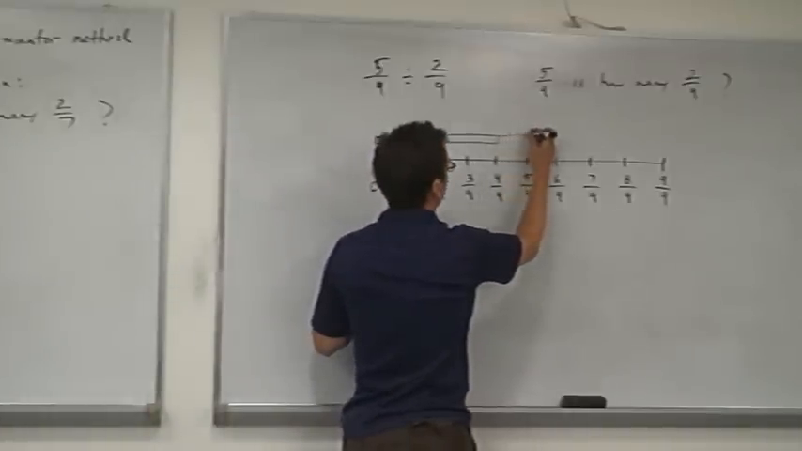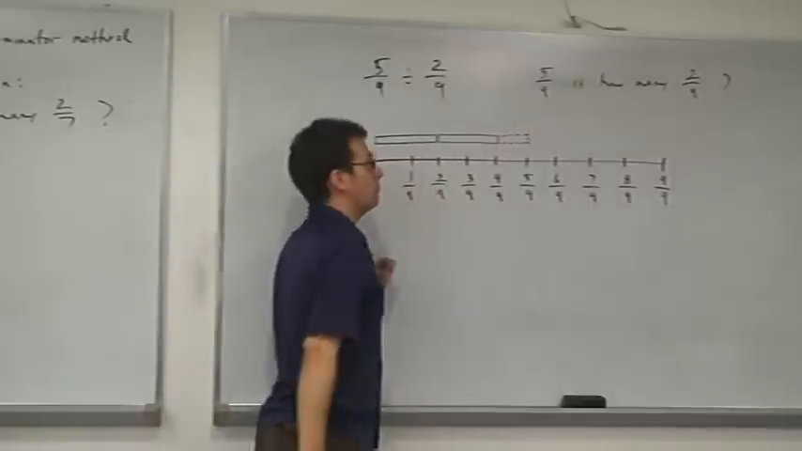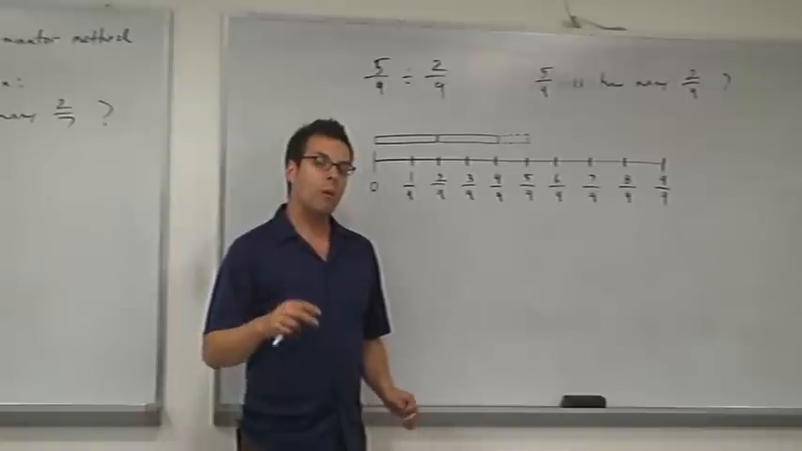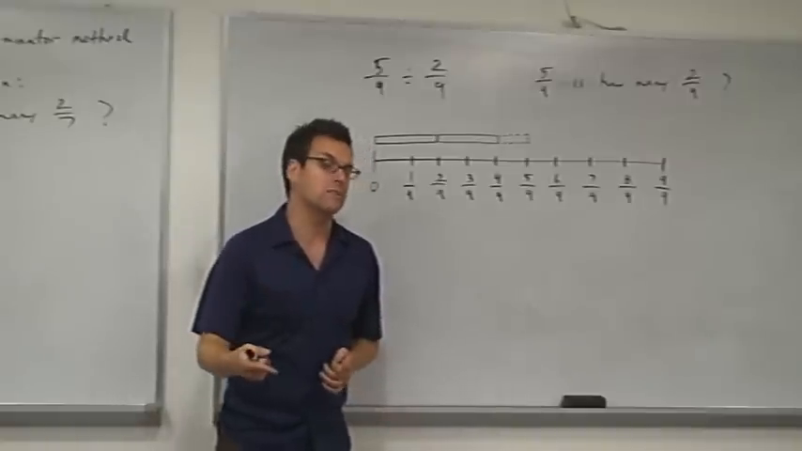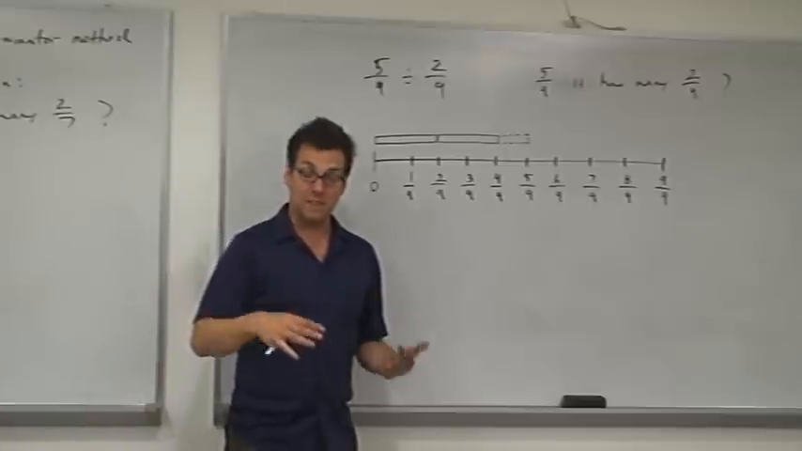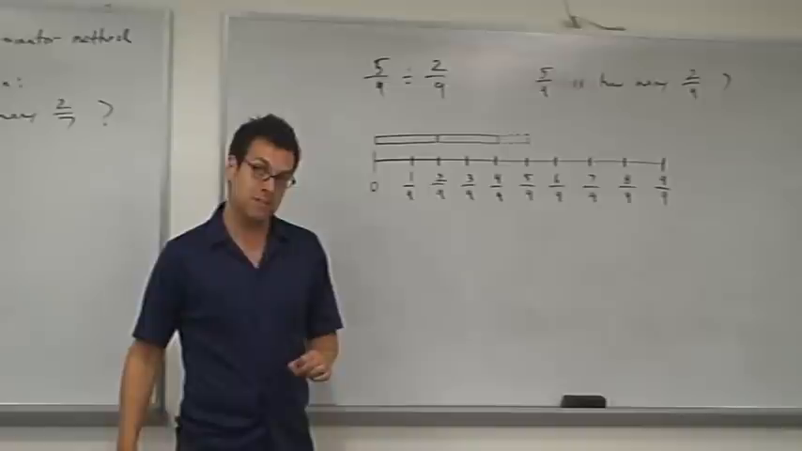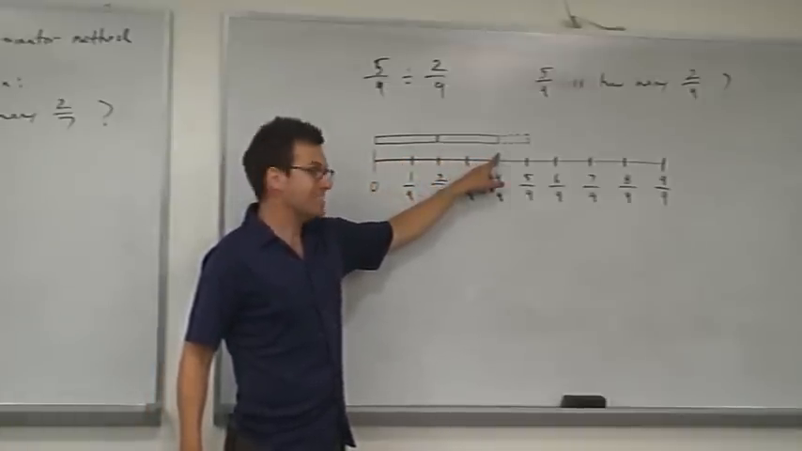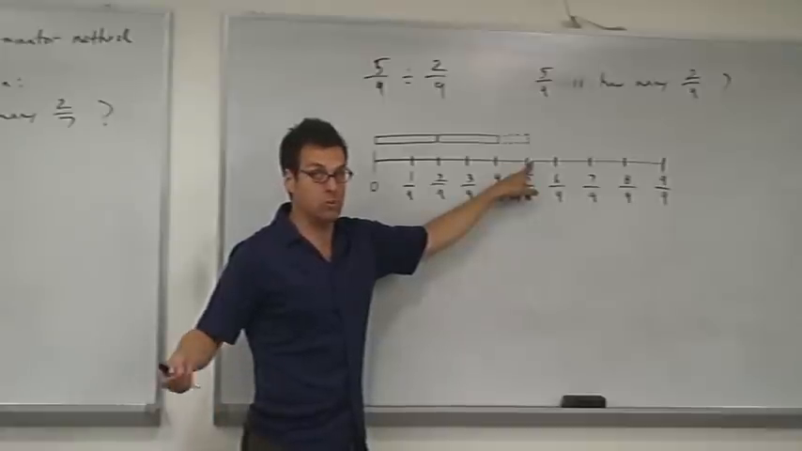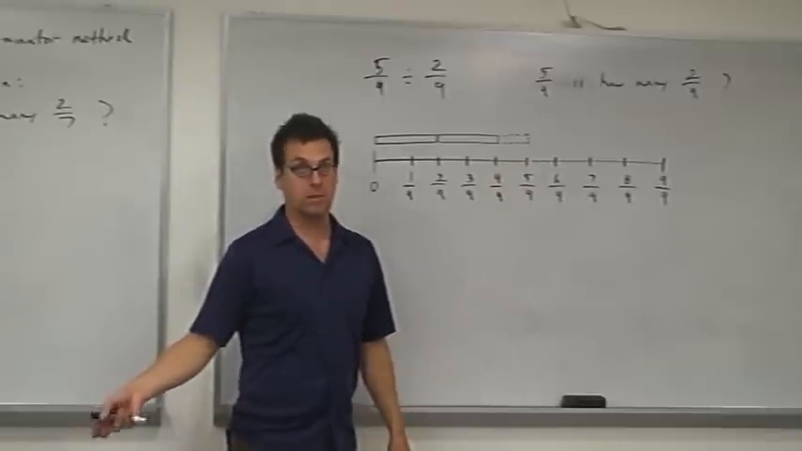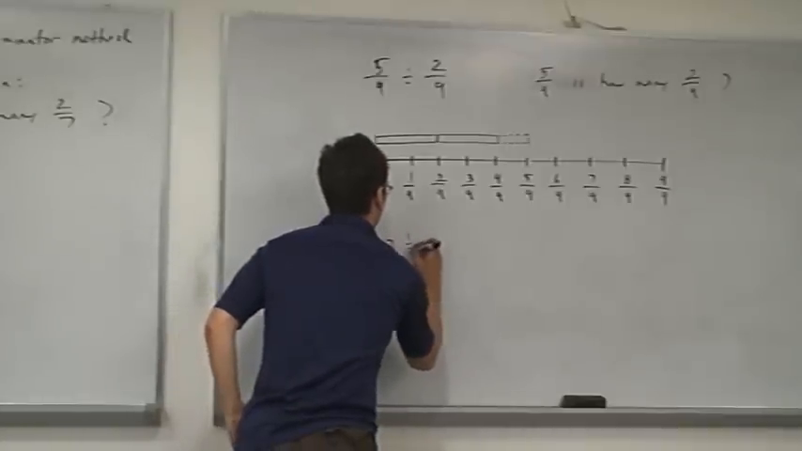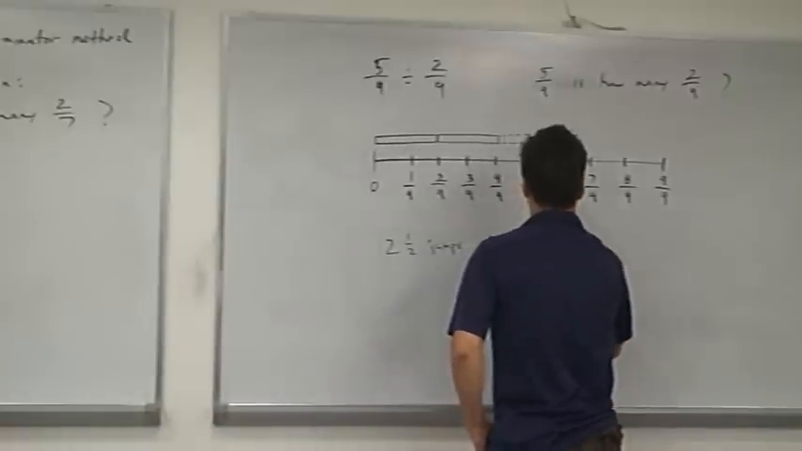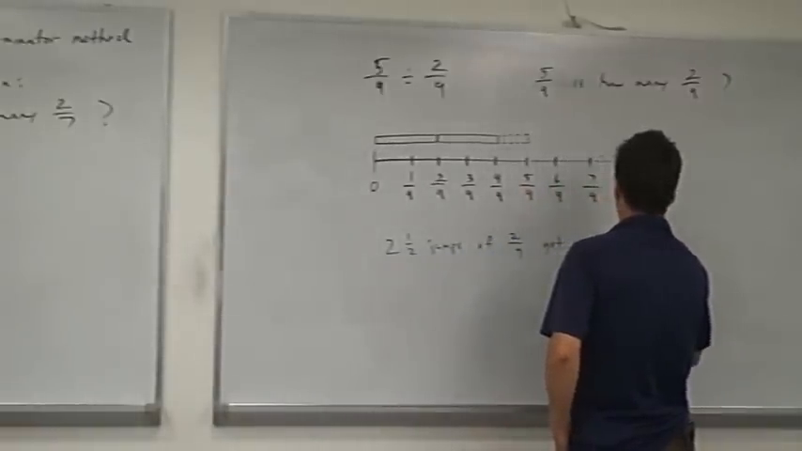Now, we're only traveling a distance of 1/9 to get from 4/9 to 5/9, right? But the question is, how many jumps of 2/9 are needed to get to 5/9? The answer then is 2.5, isn't it? One full jump is going to get us to 2/9. Another full jump is going to get us to 4/9. And a half of a jump of 2/9 gets us all the way up to 5/9. Okay, so what we see is 2 1/2 jumps of 2/9 get us to 5/9.